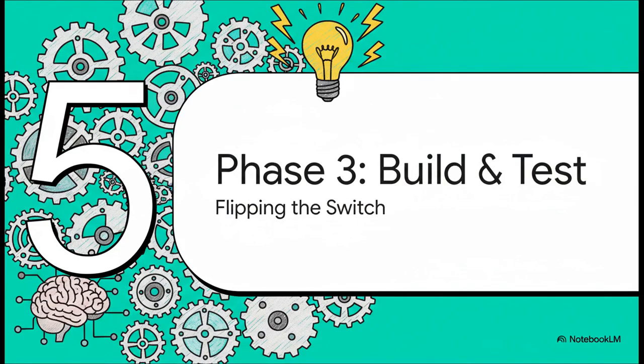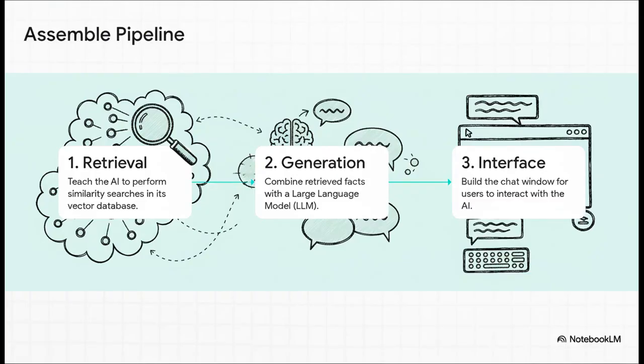All right, this is where it all comes together. The foundation is poured, the memory core is built and packed with knowledge. Now for the really fun part. We get to assemble all the pieces and flip the switch to bring our chatbot to life. So, we've got three main things to do here. First, we implement the retrieval system. We teach the AI how to do those meaning-based searches in its vector database.